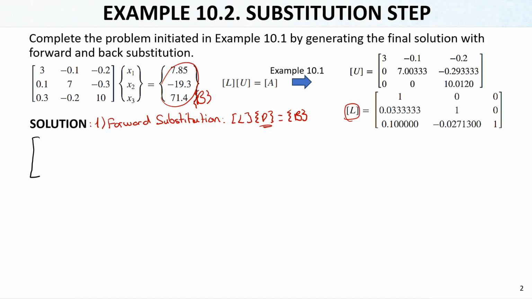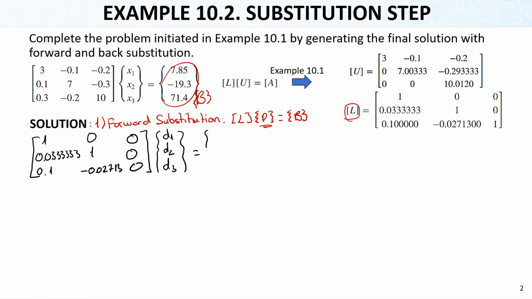Basically, we have 1, 0, 0, 0.0333333, 1. Let's write it here as 0, and 0, and 0.1, minus 0.02713, and 0. This is L. These are D1, D2, and D3, and B's are 7.85, minus 19.3, and 71.4.